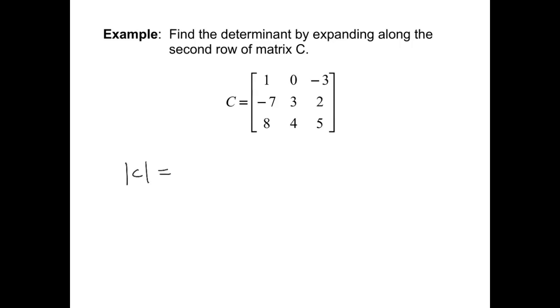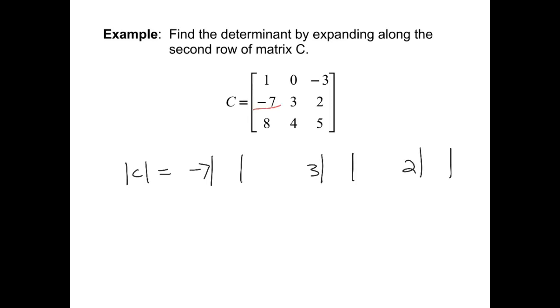Now because I'm using the second row, I'm going to take those numbers and write them down: negative 7, 3, and 2. Now I'm going to write down the determinants of those minors. So I'm going to write those in, and now I need to put the numbers in.